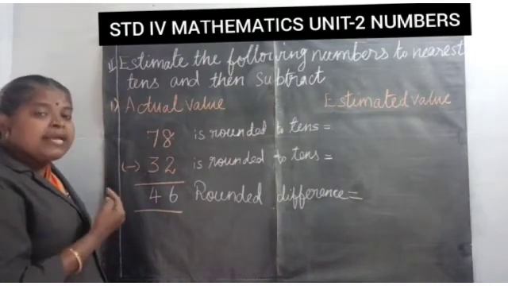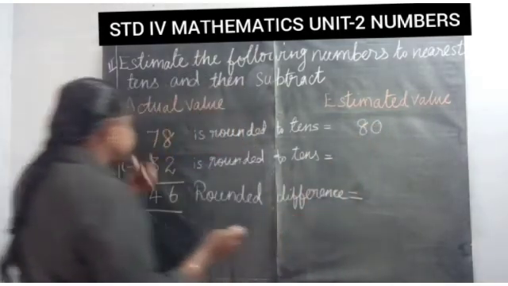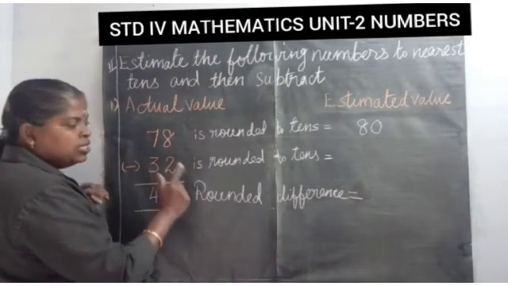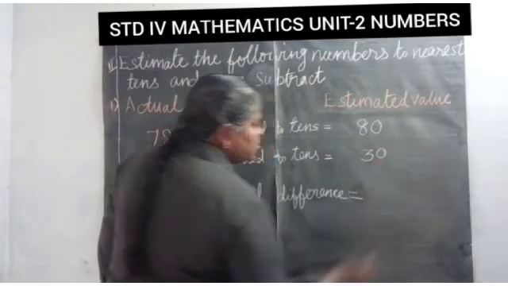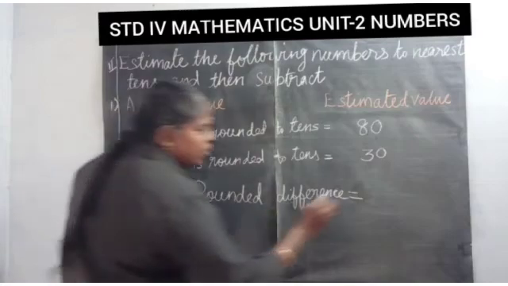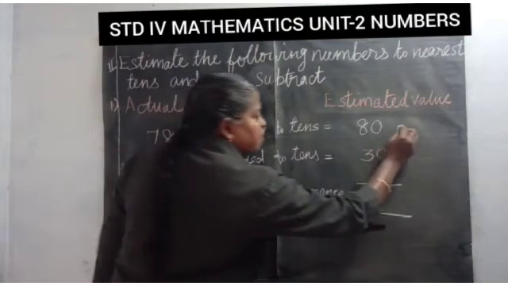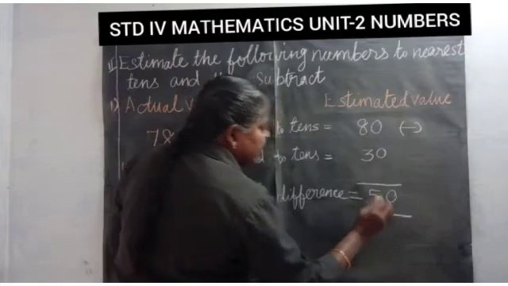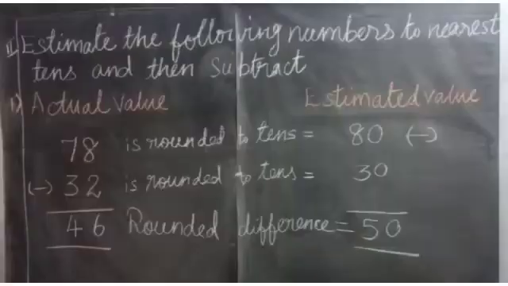Now we can find the estimated value. 78 rounded to tens is 80. 78 is nearest to 80. Next one, 32. 32 rounded to tens is 30. So we have to find the rounded difference. 80 minus 30: 0 minus 0 is 0, 8 minus 3 is 5. So the rounded difference is 50.